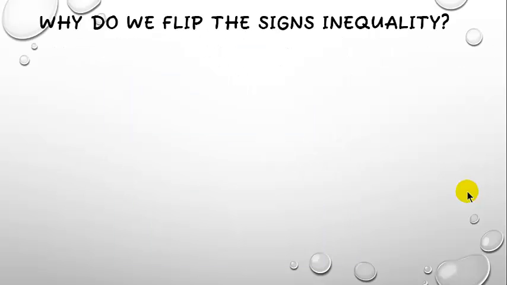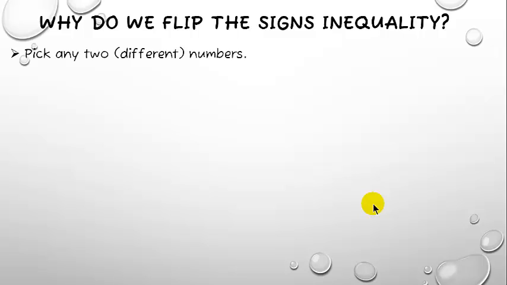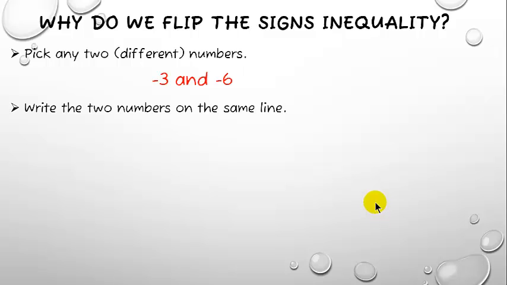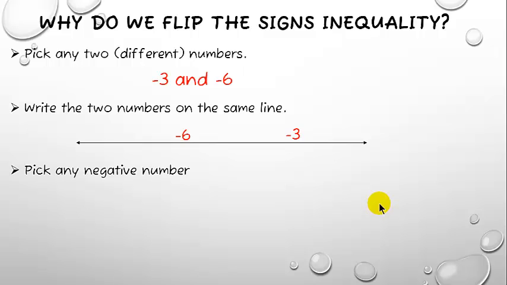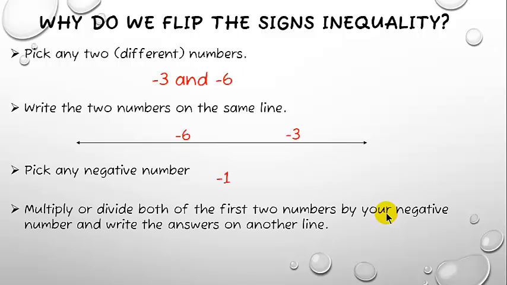Okay, why do we flip the inequality sign? I'll just quickly do a little thing that might help you understand that if you're having difficulty understanding why we flip it. If we pick any two numbers, as long as they're different, I'm picking minus 3 and minus 6. You can pick any numbers, it doesn't matter. Write the two numbers on the same number line. So I've got minus 6 and minus 3, they're in the correct order. I'm going to pick a negative number. To keep it easy, I'm just going to pick minus 1. Now we're going to multiply or divide both of the first two numbers by the negative number that we picked, and show them on a number line.